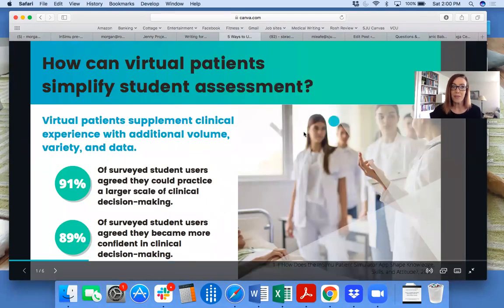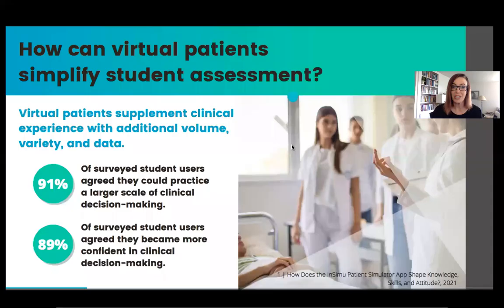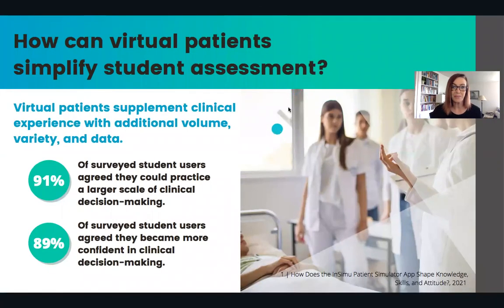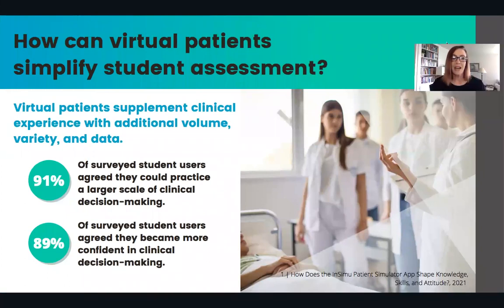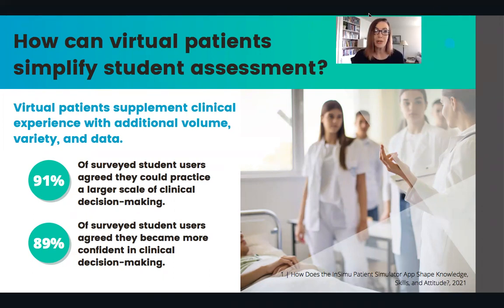So let's talk about 5 ways that virtual patients can simplify student assessment. If you're not familiar with what a virtual patient is, let's start there. A virtual patient is a little bit different from a standardized patient. Sometimes people are a little confused about this differentiation. While a standardized patient is somebody in person who is simulating a patient case, a virtual patient is a case on the computer that students can work through in their own time.